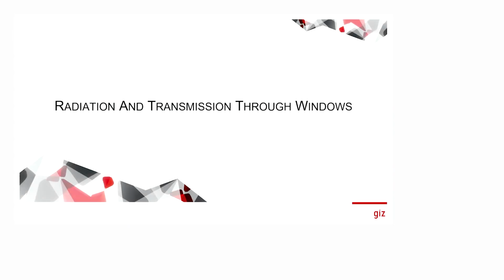Let's start. As mentioned before, most of the energy is introduced into the room through the windows. So this will be the main focus here. Especially, we will look at the solar radiation and transmission into the room. To do this, we will look at different types of windows and their effects on radiation in the room.